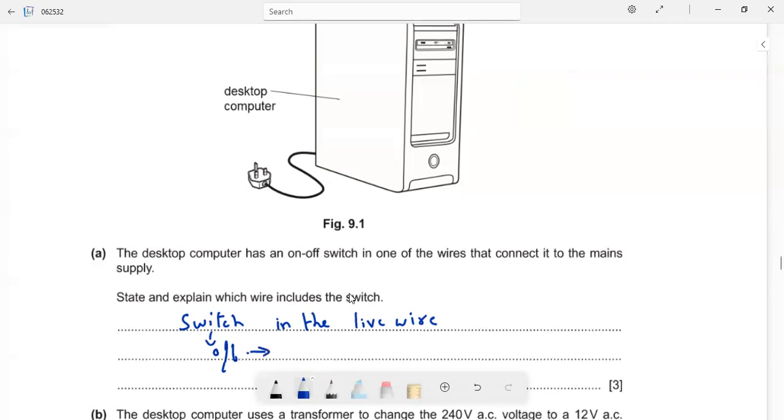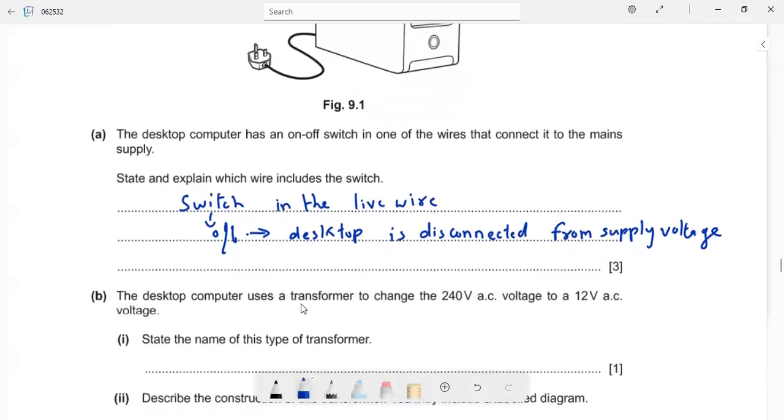When the switch is off, the desktop is disconnected from the supply voltage. And there is no current in the computer. The computer will be in the off condition.